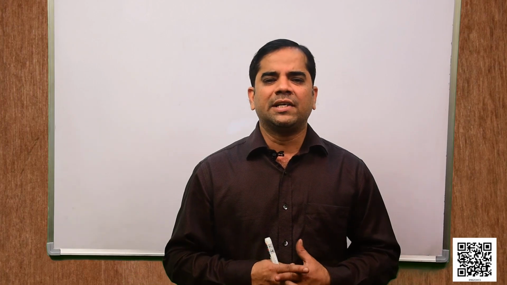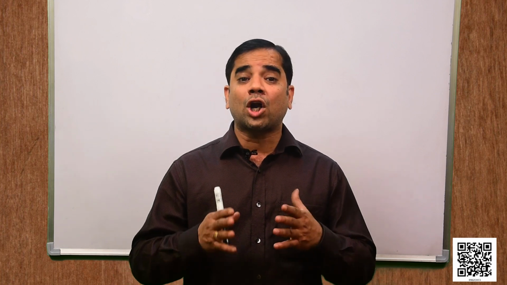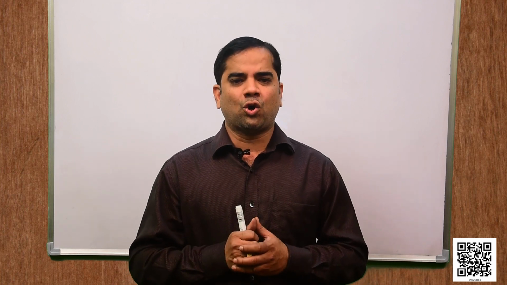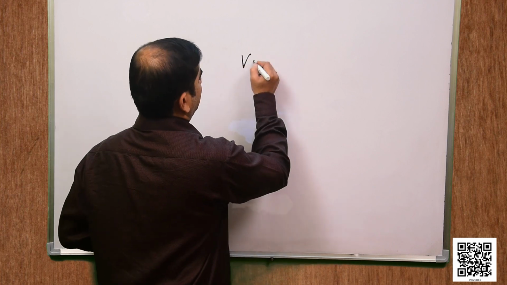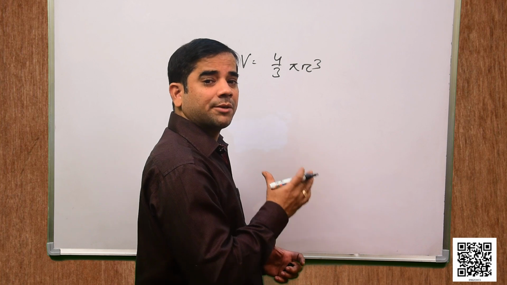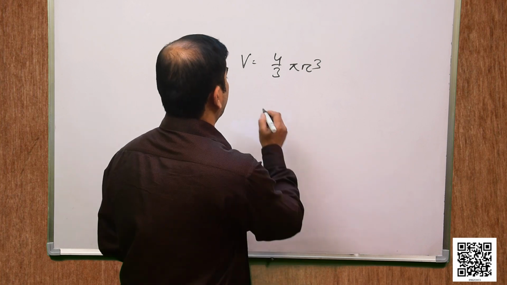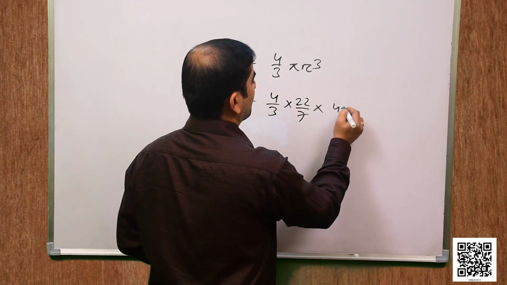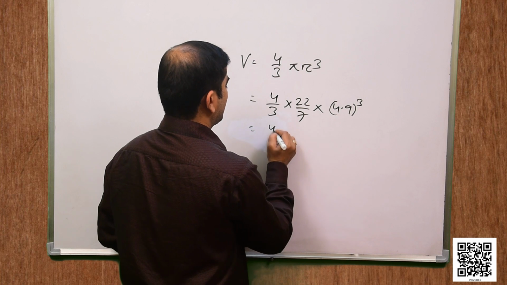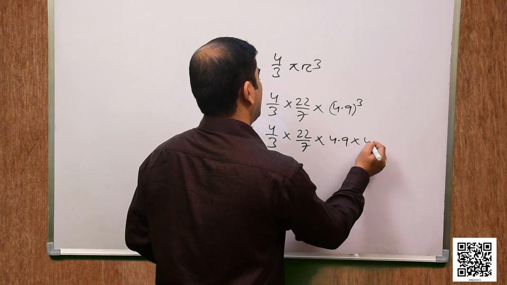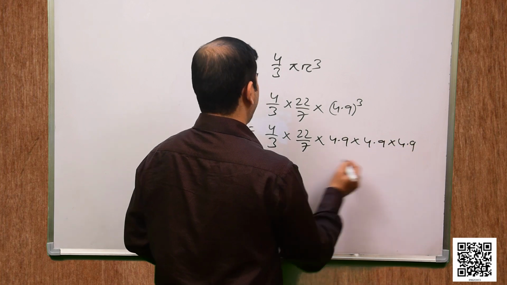Since the shot put is a solid sphere made of metal and its mass is equal to the product of its volume and density, we need to find the volume of the sphere. So volume of the sphere is equal to 4 by 3 pi r cube. So students, when we substitute the value of r in this formula, we will get 4 by 3 into 22 by 7 into 4.9 cube. That is 4 by 3 into 22 by 7 into 4.9 into 4.9 into 4.9.